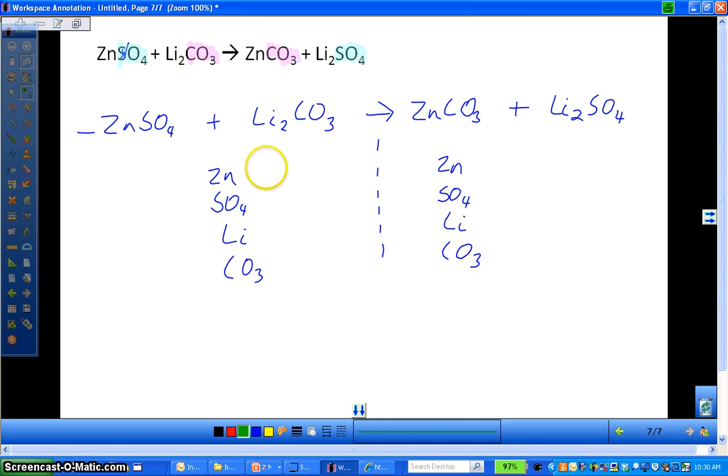Okay, we count. We've got 1 Zn, 1 SO4, 2 lithiums, 1 carbonate. The carbonate, no parentheses, it's just one of them. We've got 1 zinc, we've got 1 sulfate, 2 lithiums, and 1 carbonate. Wow, and it's balanced again.